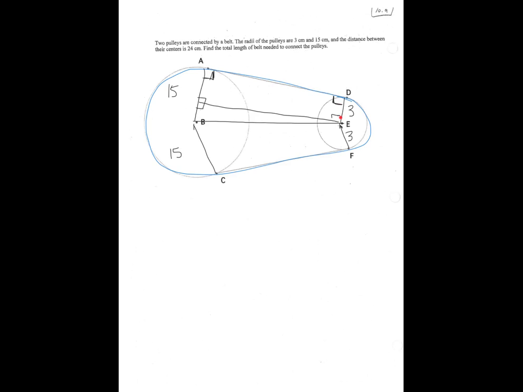If I know this side is 3, then the opposite side of the rectangle would also be 3. But 3 plus what gives you 15? This portion would be 12. I realize they're not drawn to proportion. The last bit of information they told us was the distance between the centers. I'm going to draw the centers in yellow. So this is 24.